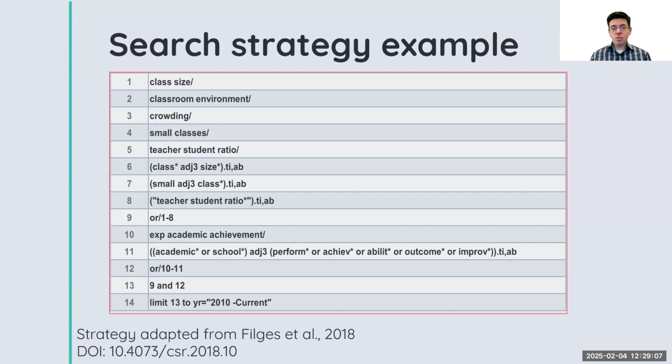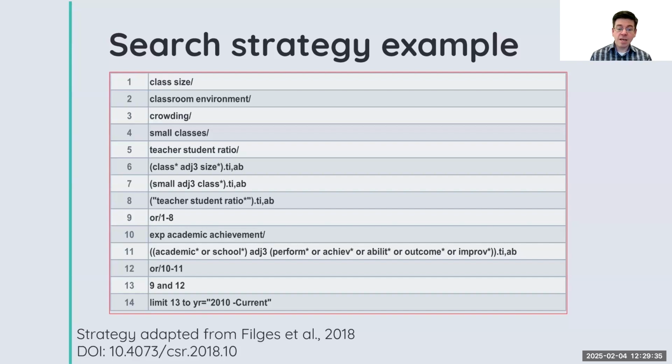What you also want to then do is try to use those first lines that tend to be subject heading lines and replicate those as keywords. So lines 6, 7, and 8, those are keyword searches that are done using some of those keywords from the first 5 lines. So we can see that class is adjacent to size. Small is adjacent within 3 words of the word class. There's also the expression teacher-student ratio that was searched as a phrase.